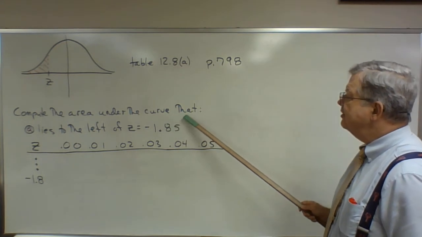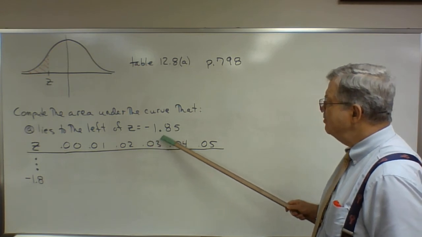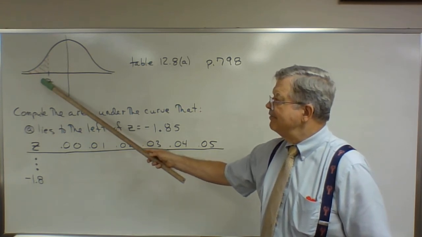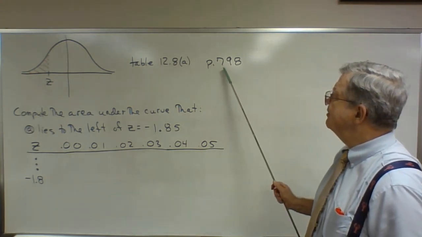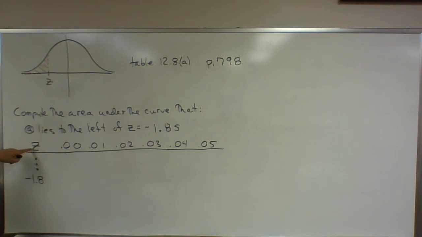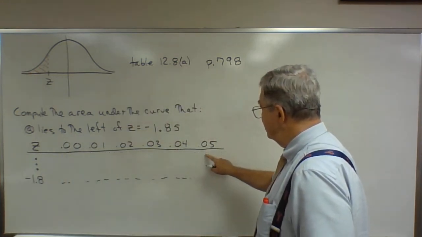Compute the area under this curve that lies to the left of z equals negative 1.85. So this is negative 1.85. We want to find the area that lies to the left. And that's exactly what our table on page 798 gives us. To find this area, we go to the z column on the far left, and we go down the z column until we hit the row that's headed by 1.8. And once we hit the row headed by 1.8, we go across until we reach the column that's headed by 0.05.